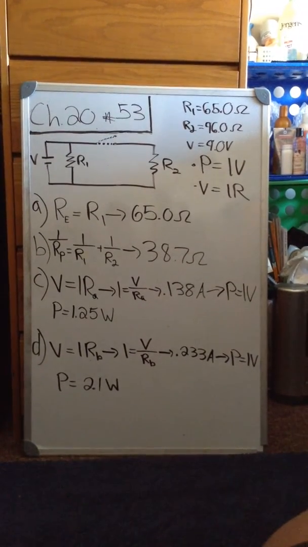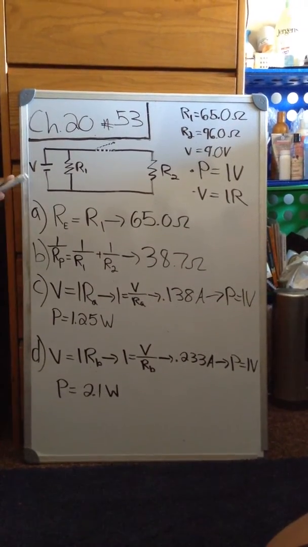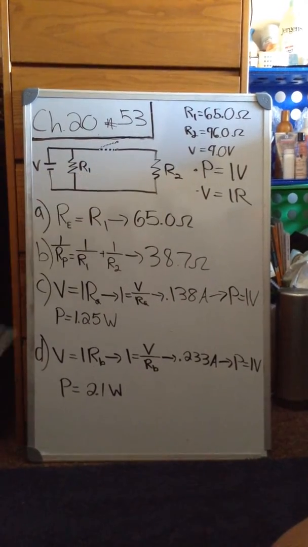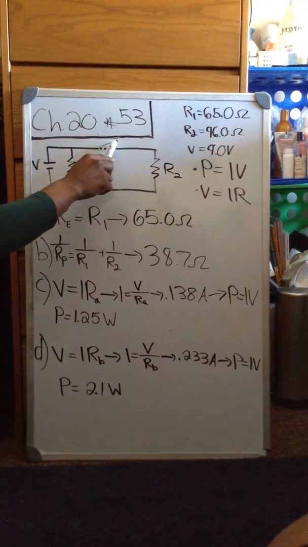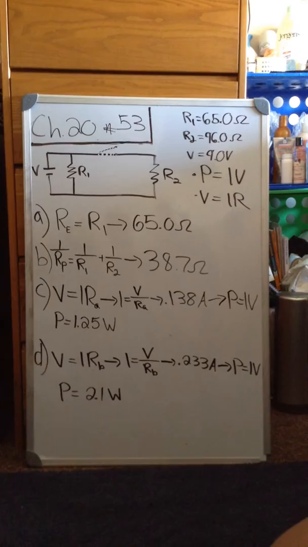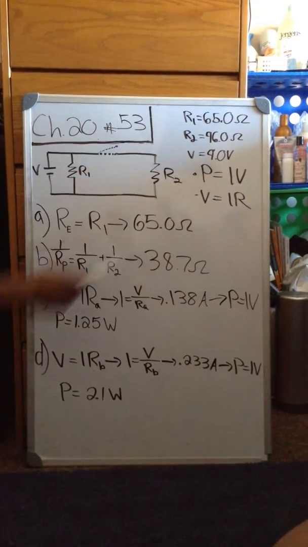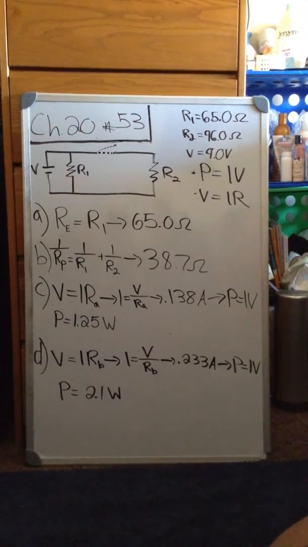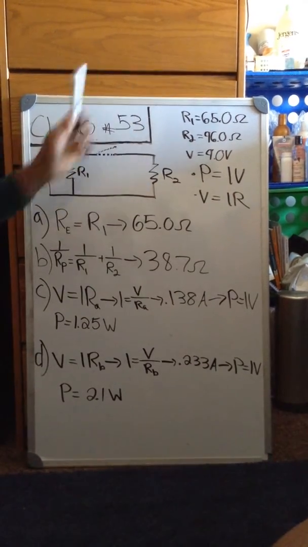Alright, well, to start this problem off, I drew the same picture that was in the book. Here are our two resistors in parallel, and here is our switch, and it alternates between being open or closed. And here I wrote down all of the given variables in this problem. R1 being 65 ohms, R2 96 ohms, our voltage is 9 volts.